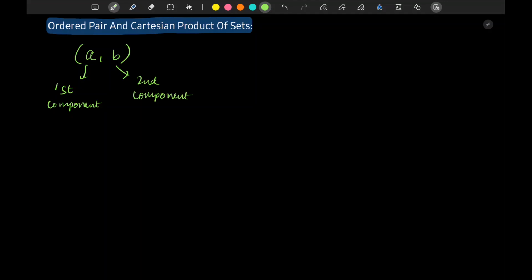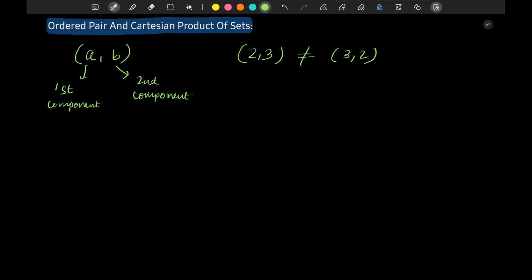Now, in the case of an ordered pair, since the numbers within the ordered pair are written in a specific order, if we change the order of those elements, the overall ordered pair will have a completely different meaning. So for example, let us take an ordered pair (2, 3), and another ordered pair (3, 2). We see that both ordered pairs have the same components 2 and 3, but written in different orders. Since the order of the elements written within the ordered pair is different, these two are not equal.